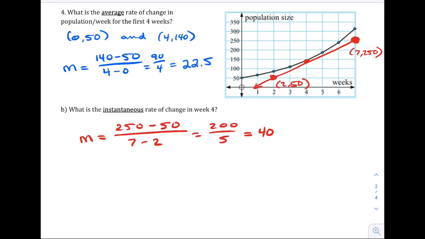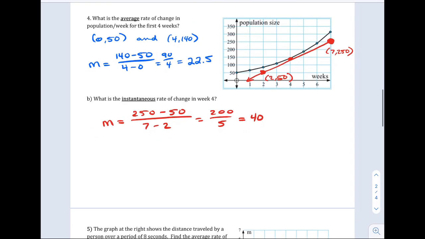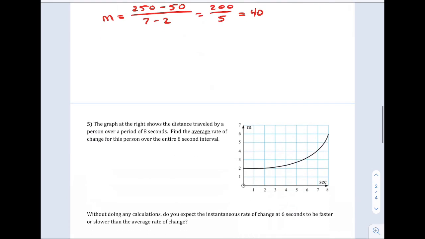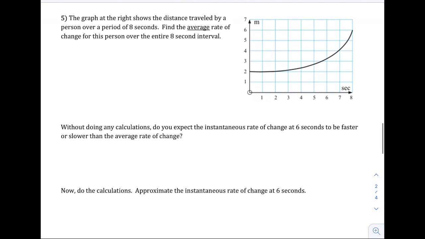So that's the instantaneous rate of change at 4 weeks. You probably have something pretty close to that. Within 5 of either side is fine, just because we're using our eye in our own tangent line that we drew, as I said, using our eye.